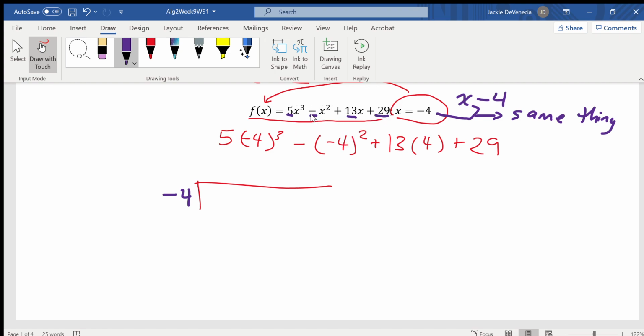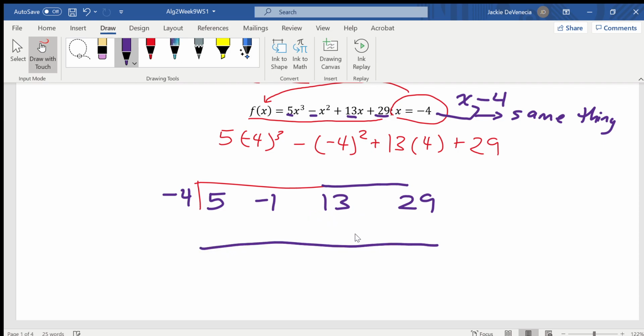Now what's great about this polynomial is that your powers are in order. Nothing's missing. 3, 2, 1. So I don't have to put in an extra 0 anywhere. Nothing was skipped. So I'm going to write 5. I'm going to write -1. I'm going to write 13. And I'm going to write 29. All right. So now just like yesterday, I'm going to bring down the 5.